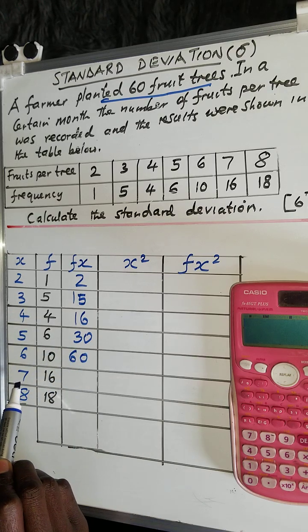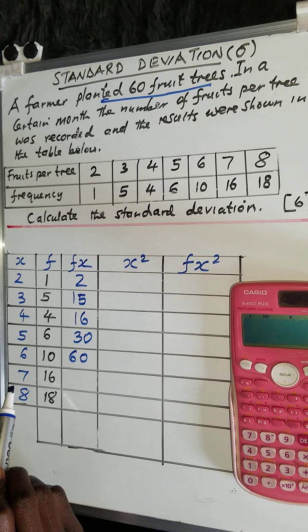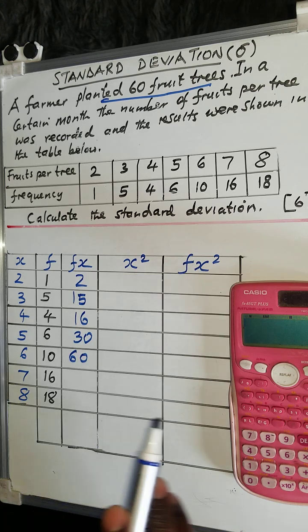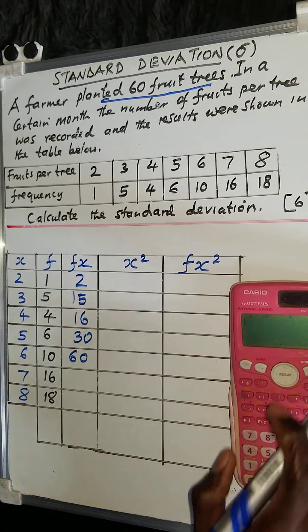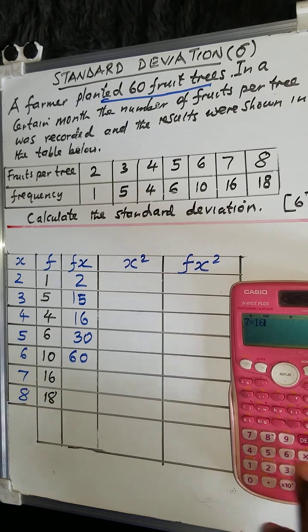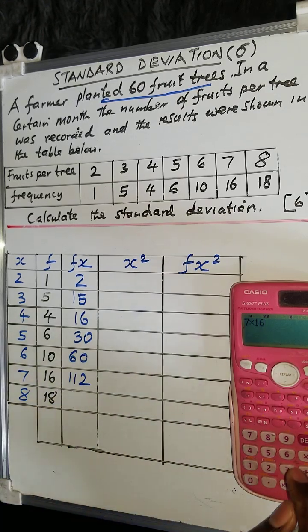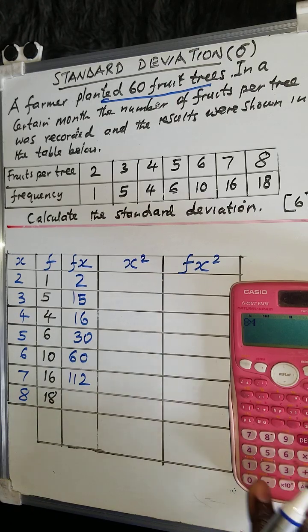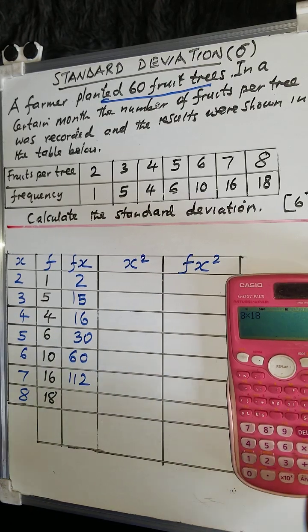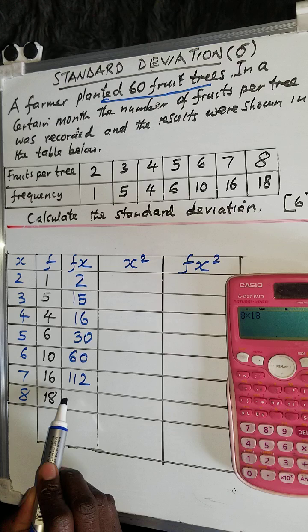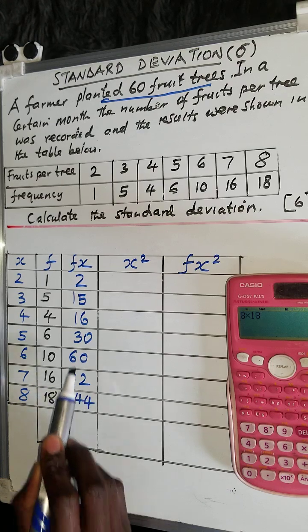And when it comes to 7, we can talk about 7 times 16. So 7 times 16 will give us 112. Then that is going to be 8 multiplied by 18. That is going to give us 144. So that is what we mean there.